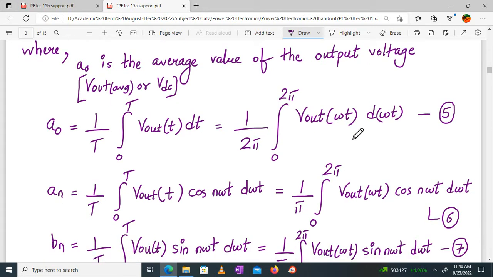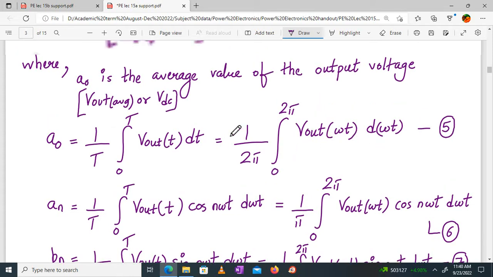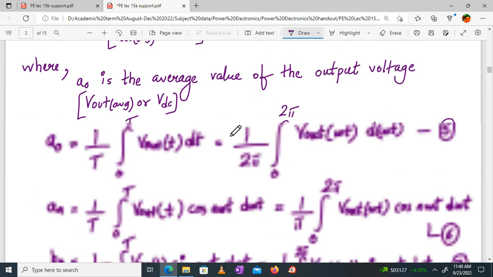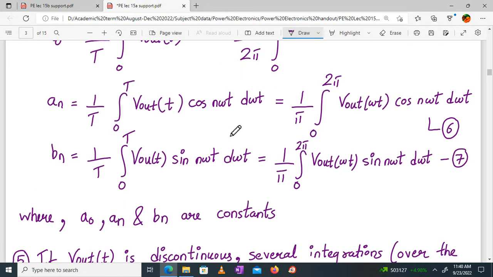In the frequency domain, it's written with a period of 2 pi. So, integral 0 to 2 pi V out of omega t d omega t, equation number 5. Then An and Bn are defined as follows. An and Bn are constants. You might be knowing that, right? So they are defined in this manner.